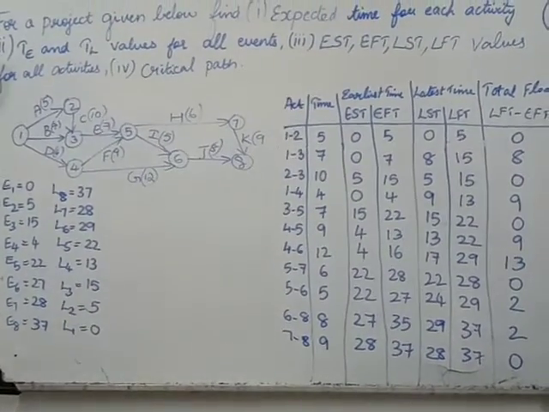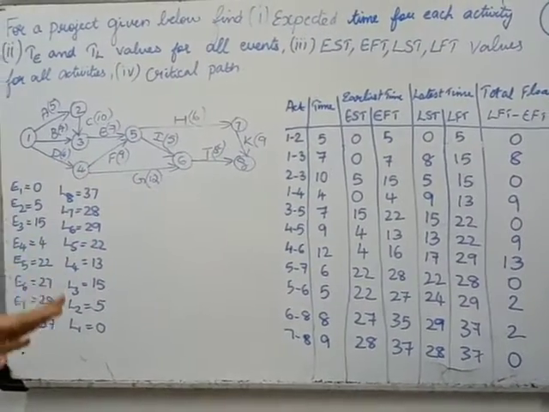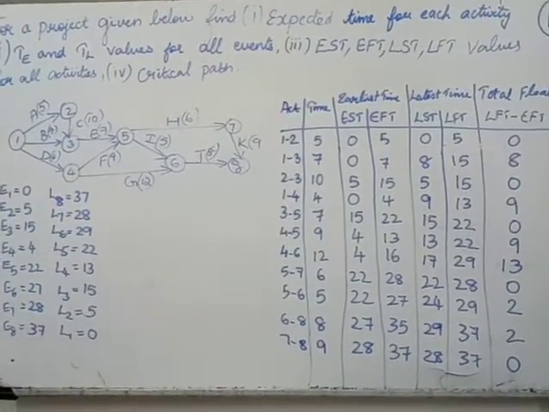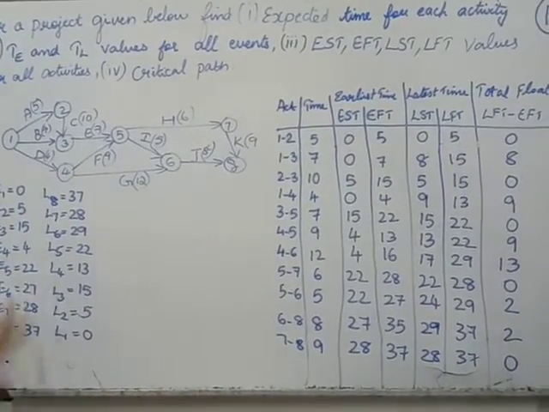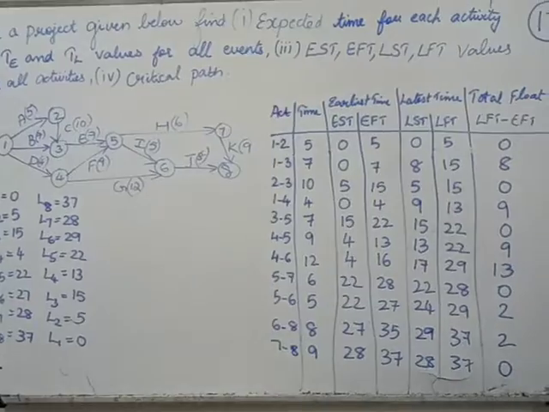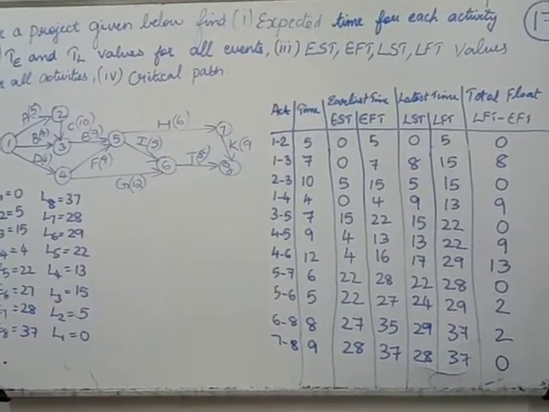Then you know how to calculate EST, EFT. I am not repeating again. EST, EFT, LST, LFT, calculate from these E and L values. After that find the float. We got 0 in some places.